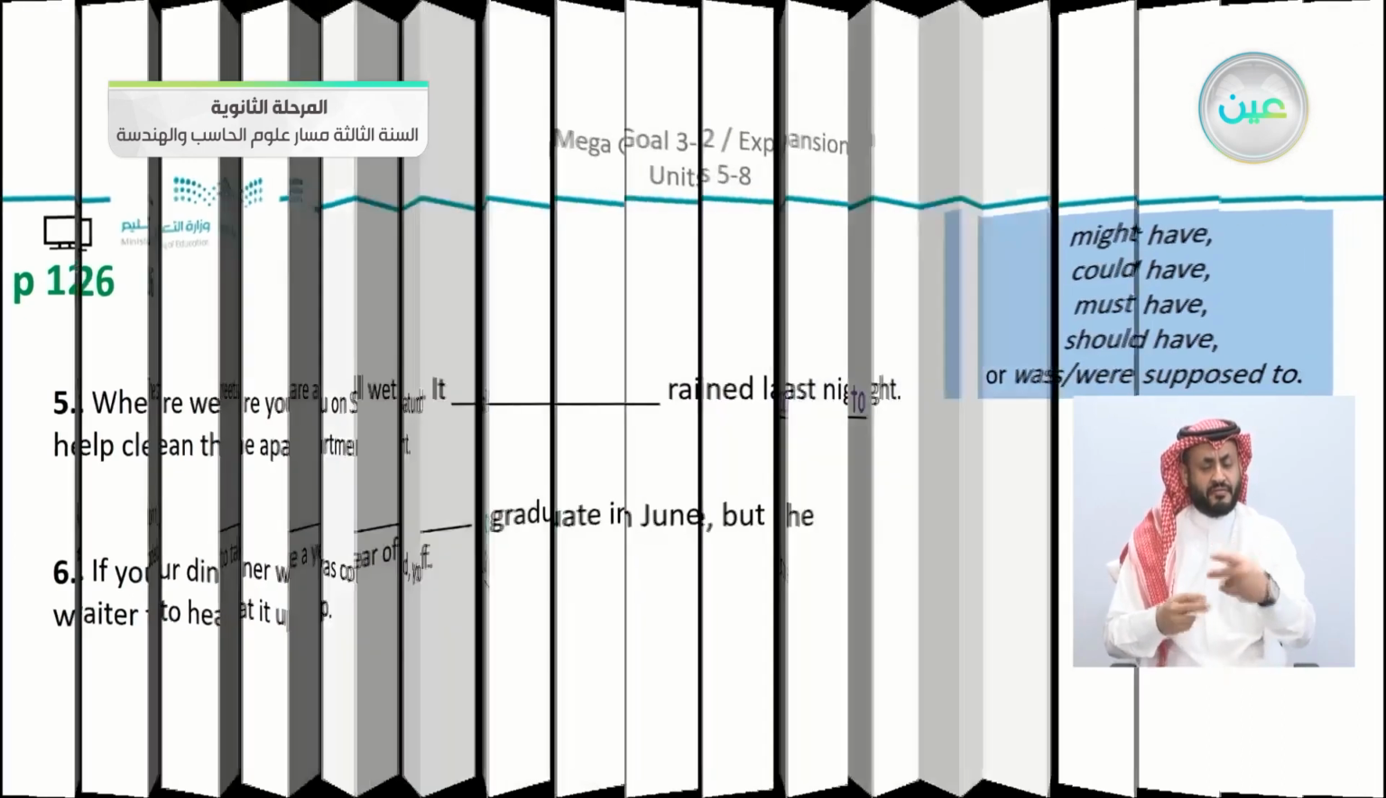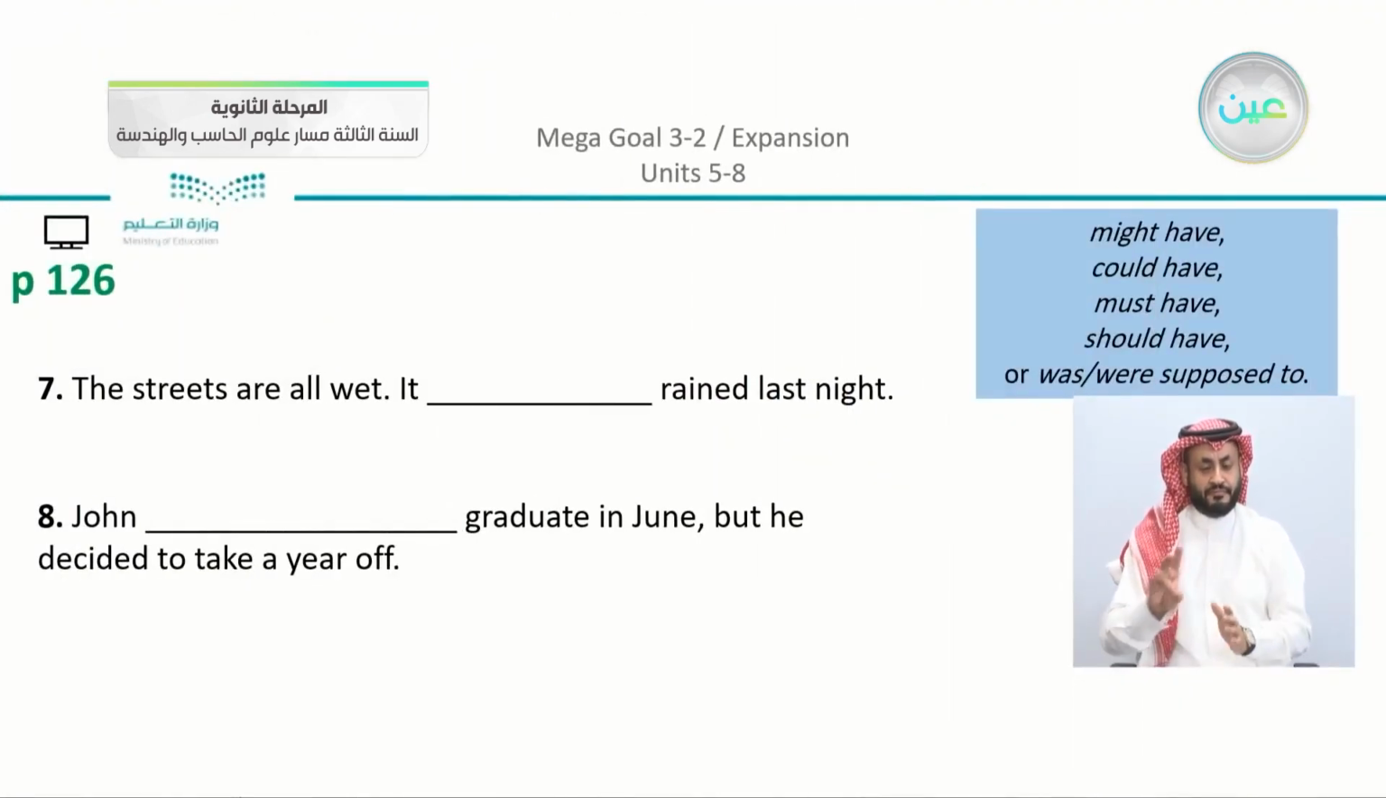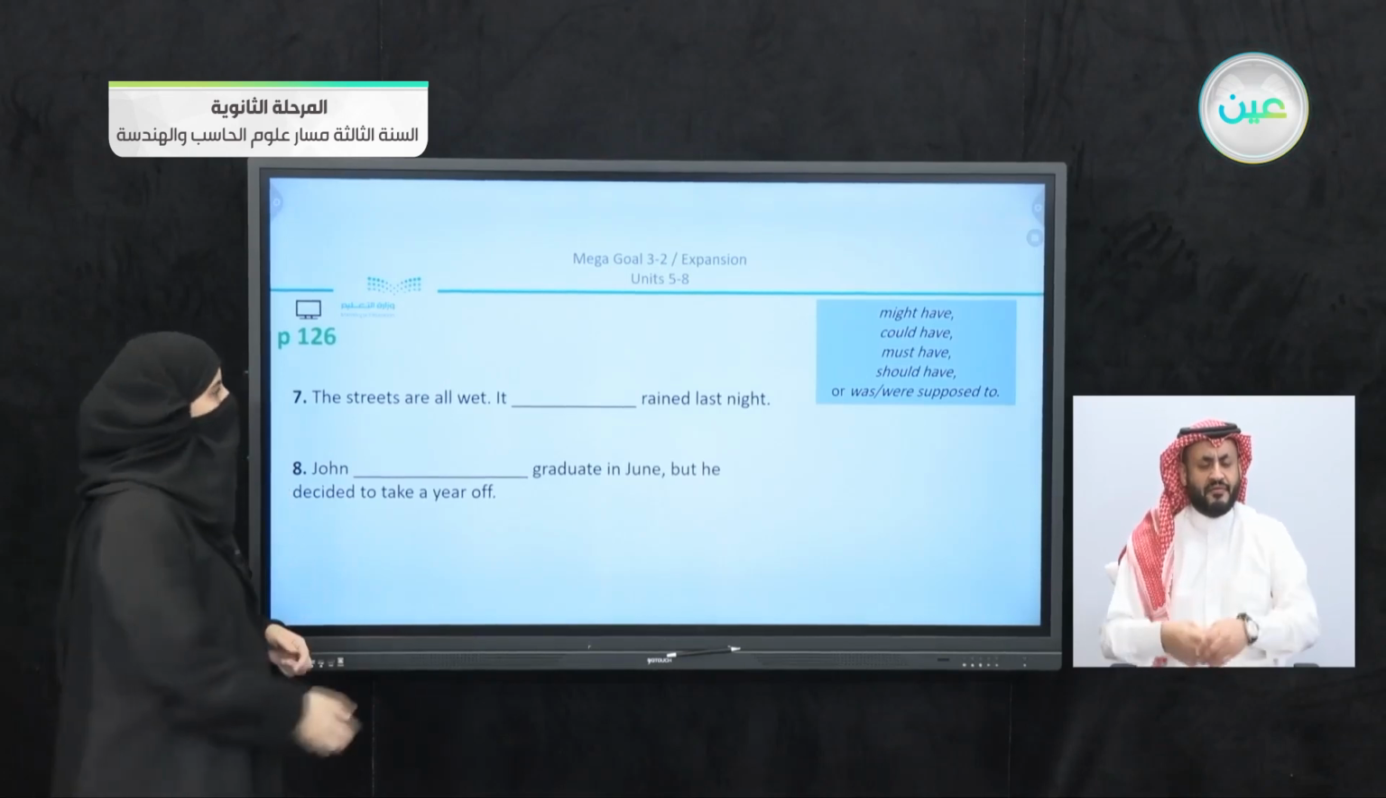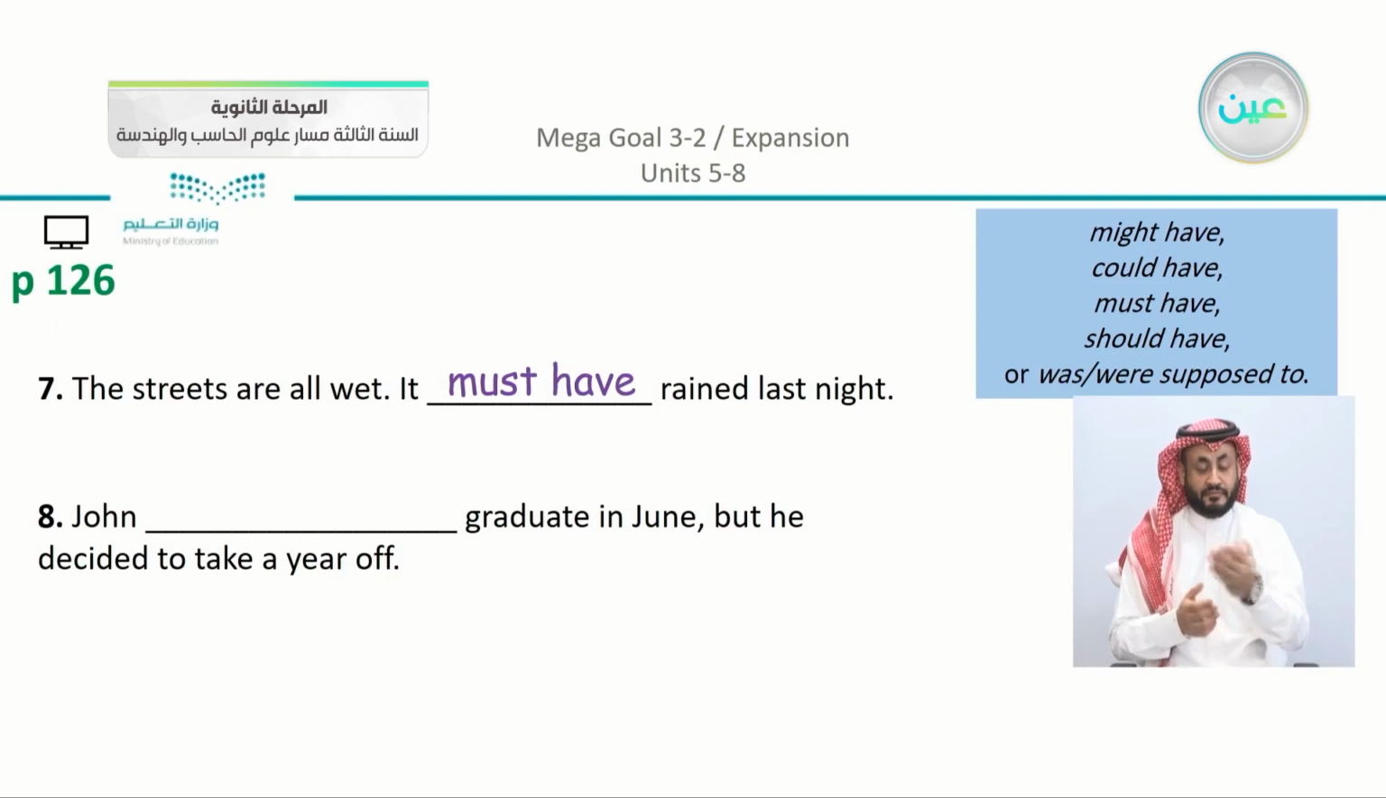Moving on, we have number 7. The streets are all wet. It blank rained last night. So I am sure, or I am determined that something happened. So it must have rained last night.